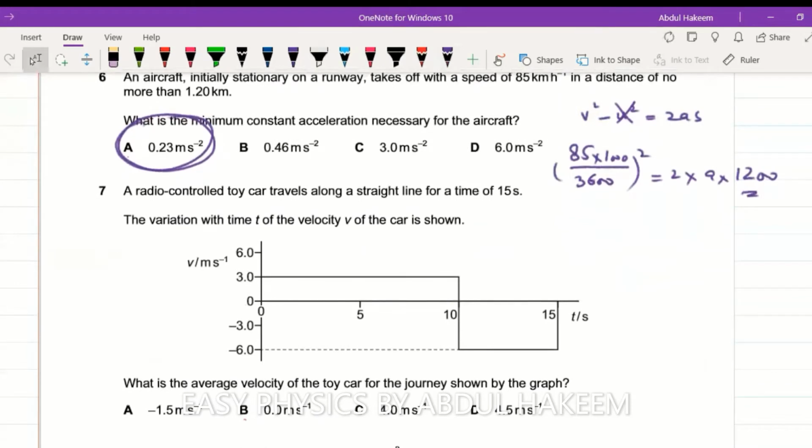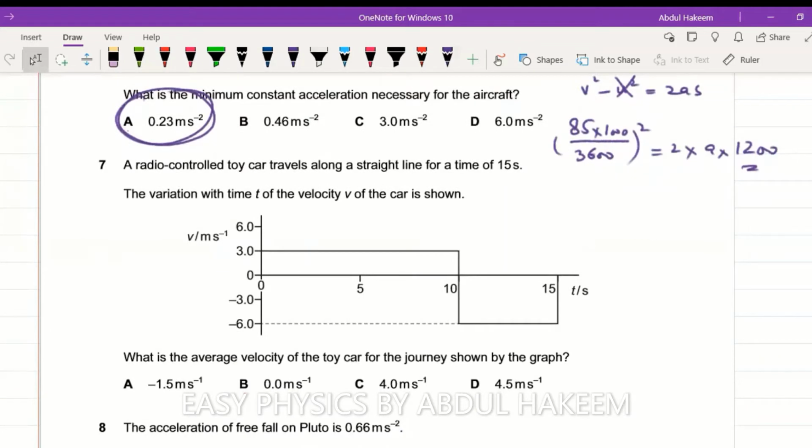Next, a radio-controlled toy car travels along a straight line for a time of 15 seconds. The variation with time t of the velocity of the car is shown. What is the average velocity of the car for the journey shown by the graph? So look, the area of the velocity-time graph is displacement. Here the displacement is 3 times 10, so 30 meters. And the next part is 6 wide and this is also 30. So this is positive, this is negative.